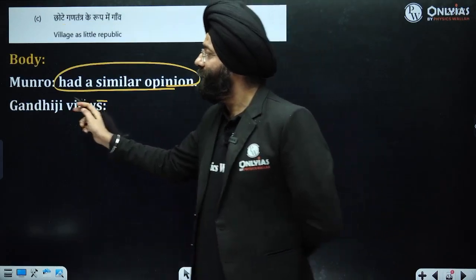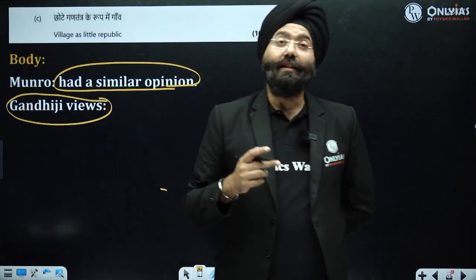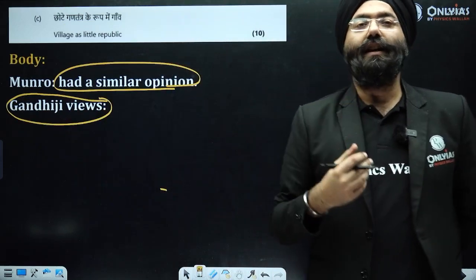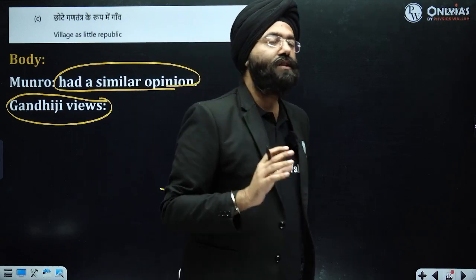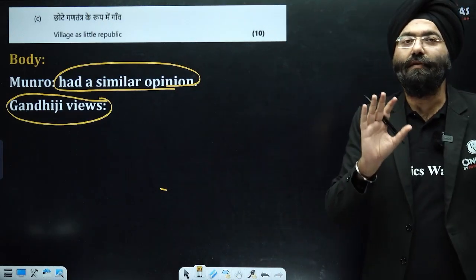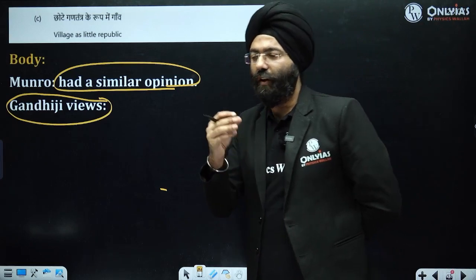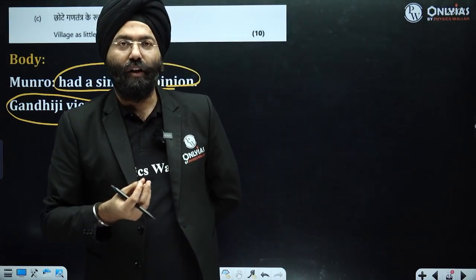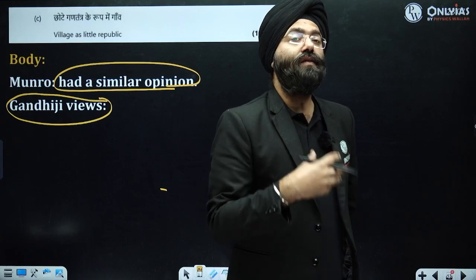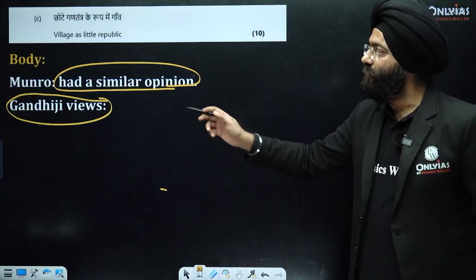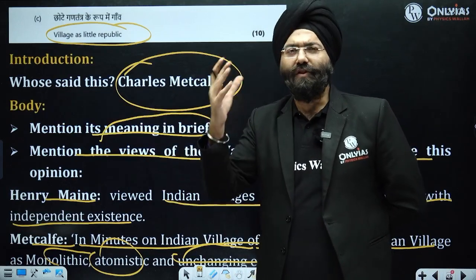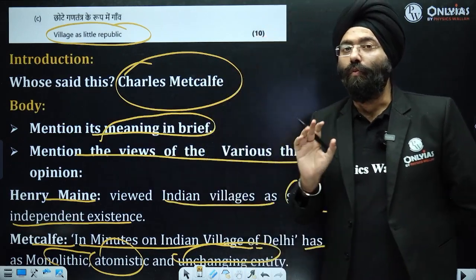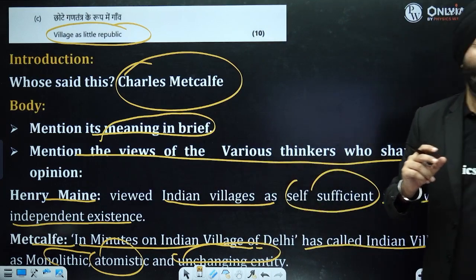Now, when you read about Gandhiji's view also, you would have realized he was of the belief that the villages are self-sustaining entities. That is why his development model was also based on village development. So his view was that the self-sufficient villages of India are actually the core of India. Right? So, if you want to study India, you need to study villages. This was Gandhiji's view. So, this view is also shared by Gandhiji, what Charles Metcalfe basically mentioned. Now, this is one view, one point.